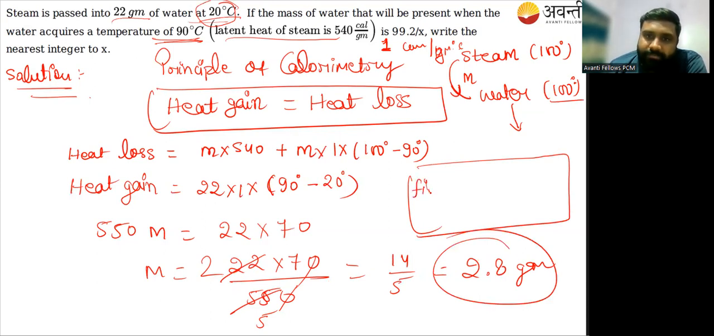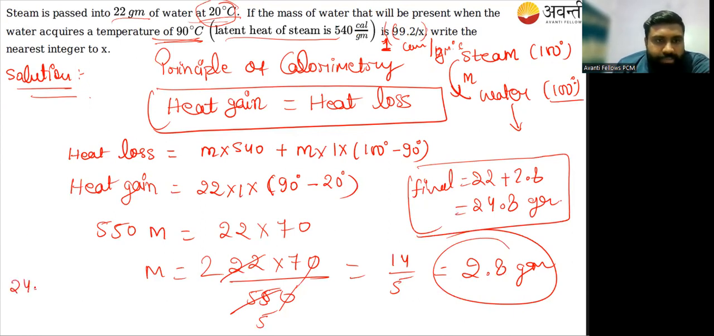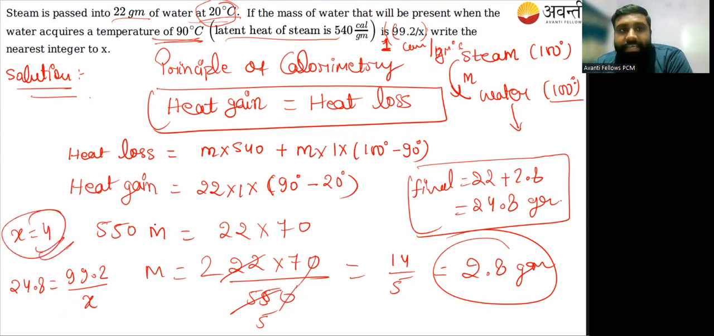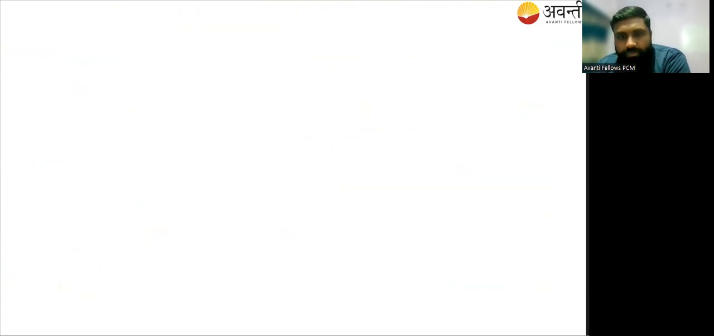So the final mass we have is 22 gram plus 2.8, 24.8 gram, and this is given to you in this way. So this 24.8 is given as 99.2 divided by x. If you make the calculation, x will be approximately 4. This is the nearest integer that we have. Okay. So the concept is heat gain is equal to heat loss. Now move on to the next one.